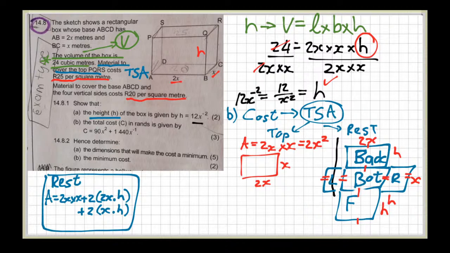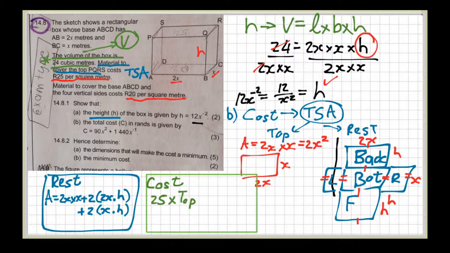Whoa, this is getting messy, guys, and I apologize for that. So in this green little block, I'm going to look at cost. The cost, they tell me, is 25 Rand for the top, plus 20 Rand times the rest.